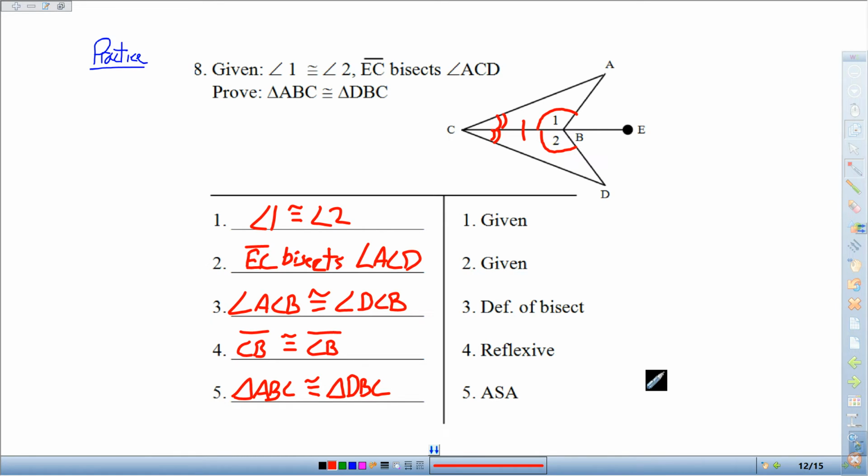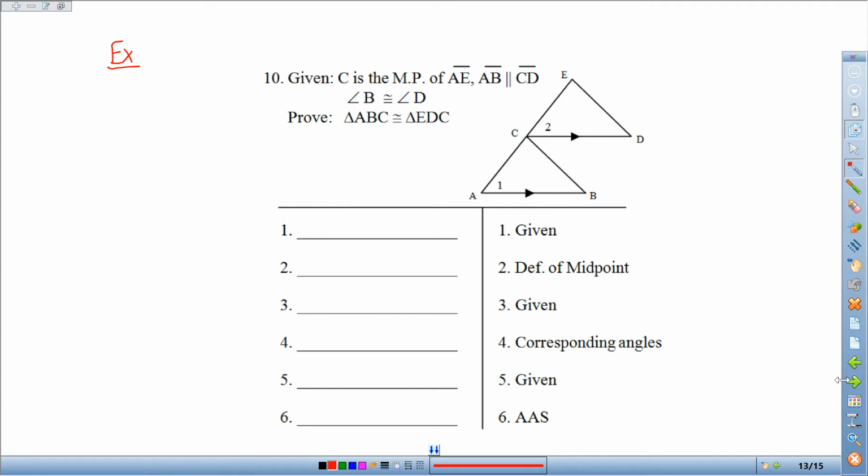Okay, cool. So I got one more I want to do with you guys, and then I'll let you try some of these others that we skipped past. Let's take a look at number 10 for our last problem. All right, so first things first, here is my first given statement. Let's write it out. I'm gonna take out the word the. So C is the midpoint of AE. I'm just gonna shorten it to that.